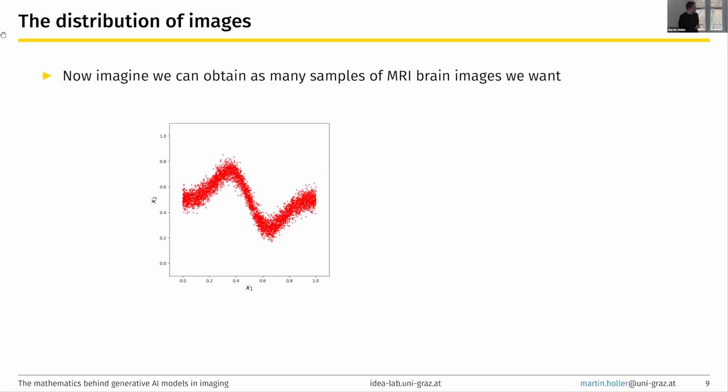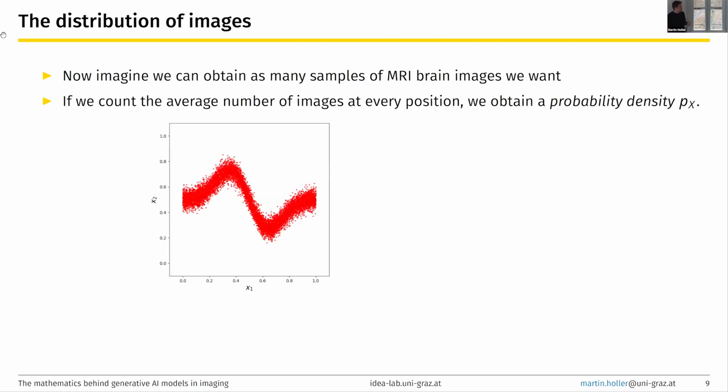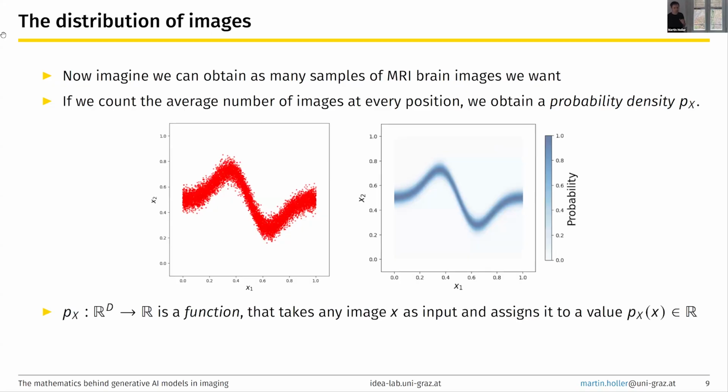And we can start to observe again this structure, right? That we don't get random points. I mean, we get some outliers, of course, but we don't get completely random points. But there seems to be quite a strong structure here. And actually, if we continue this process and count the average number of images that we observe at every possible position in this cube, we obtain something which is called the probability density.